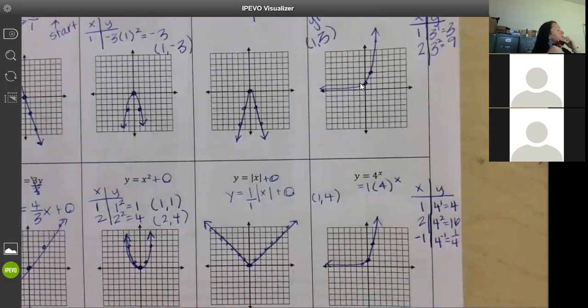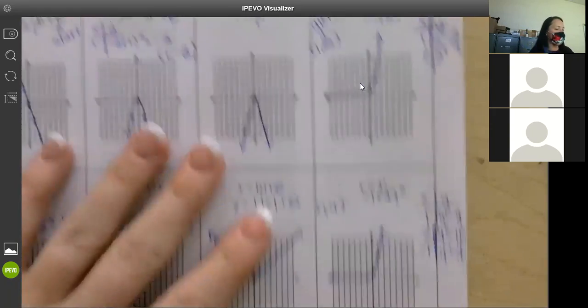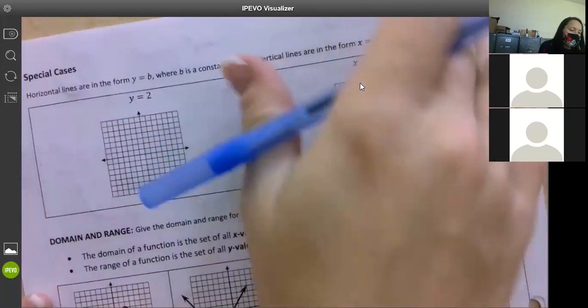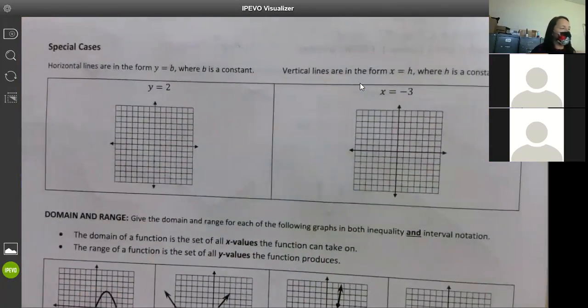But what we're going to eventually do is translations, and you're going to have to know those translations by looking at them. So you need to know the parts of the graph or the parts of the equation before we start talking about translation. So that's why we're reviewing it. This is all review, everything you should know. The only thing would be absolute value. Okay. Then we have some special cases, and those special cases are horizontal and vertical lines.